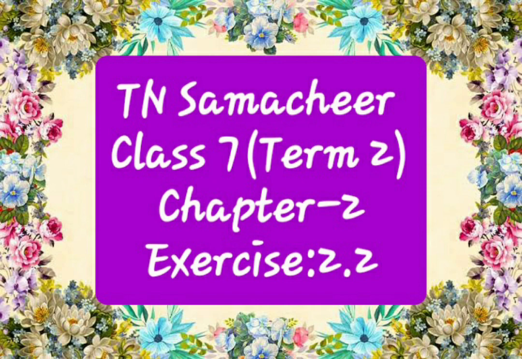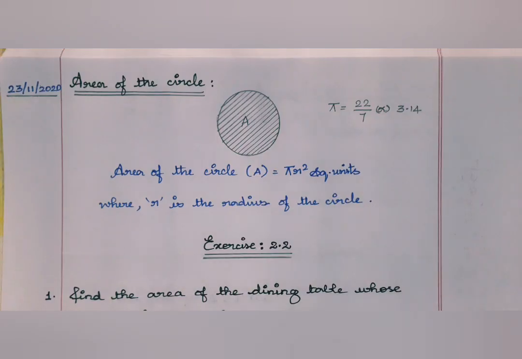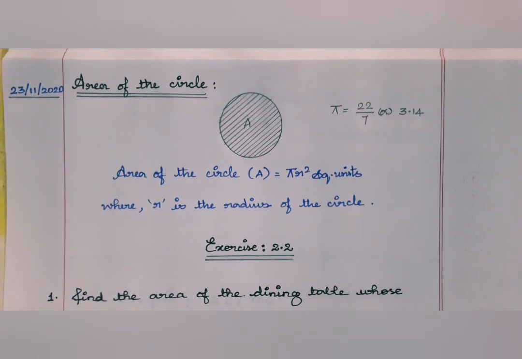Today we are going to learn exercise 2.2 from chapter 2, Measurements. In the last video we learned about the circumference of the circle. In this video we are going to learn the area of the circle.